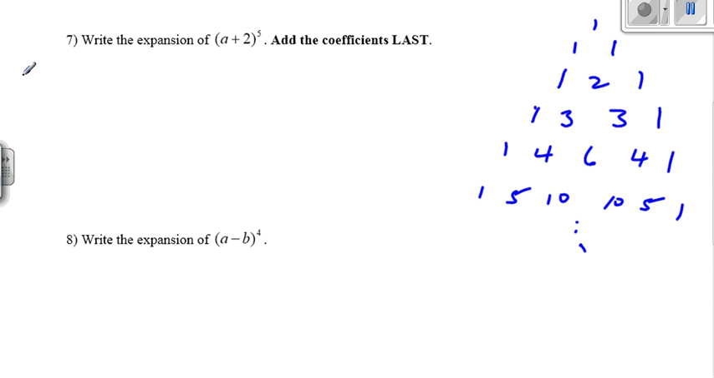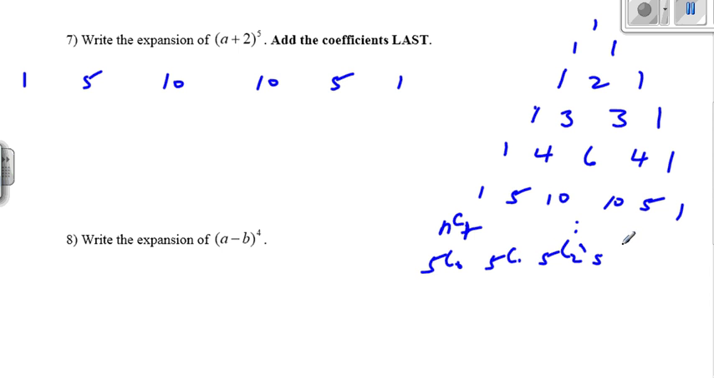So now we know the coefficients are going to be 1, 5, 10, 10, 5, 1. Alright? There is another way. Remember, these numbers are really the nCr. So it's 5C0, 5C1, 5C2, 5C3, 5C4, and 5C5.